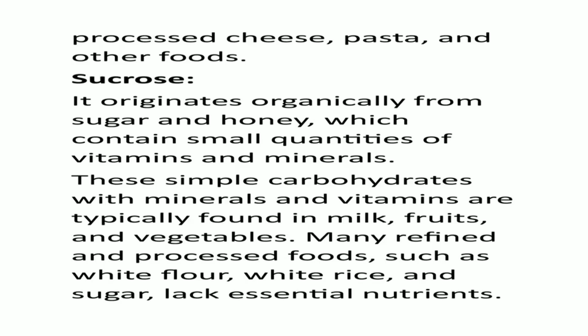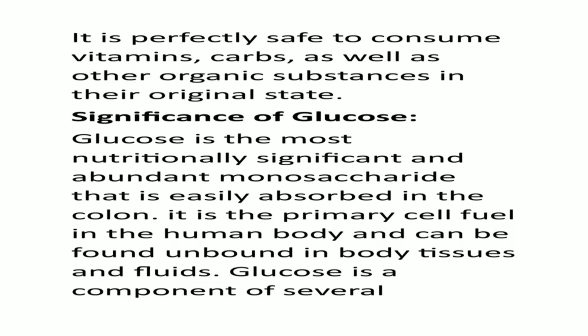Sucrose. It originates organically from sugar and honey, which contain small quantities of vitamins and minerals. These simple carbohydrates with minerals and vitamins are typically found in milk, fruits, and vegetables. Many refined and processed foods, such as white flour, white rice, and sugar, lack essential nutrients. It is perfectly safe to consume vitamins, carbs, as well as other organic substances in their original state.